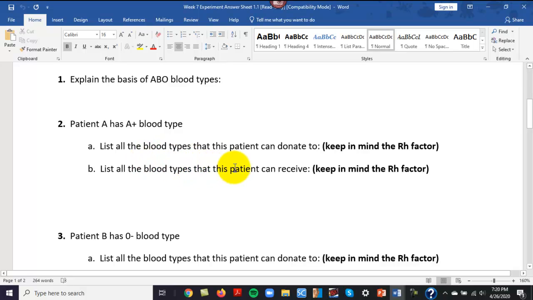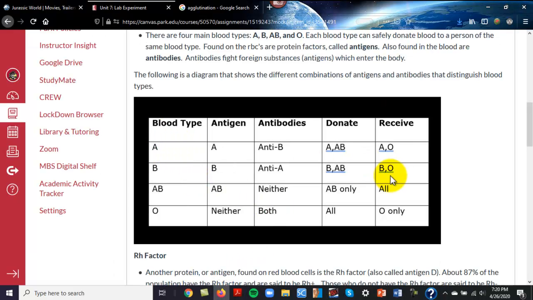List all the blood types this person can receive blood from. Well, if you're A, who can you receive from? A and O. But remember, if you're A positive, that's actually a good thing. You can receive from A negative, A positive, O negative, O positive. So you can receive from all four.